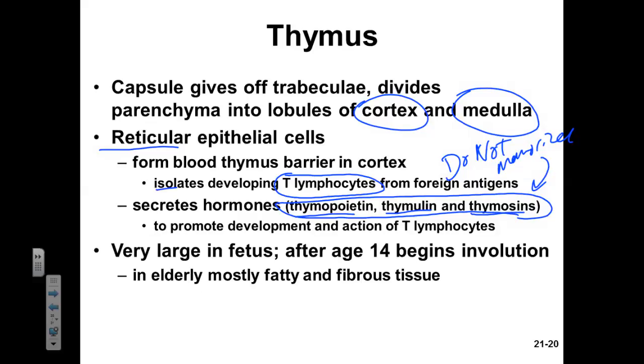When we are first born, our thymus, relative to the size of our body, is enormous. As we get older and older, the thymus, relative to the size of our body, gets smaller and smaller. Once we hit the age of 14, our thymus not only stops growing, but it actually starts to shrink.